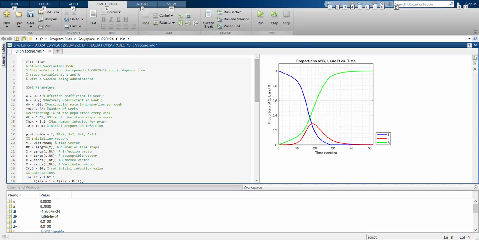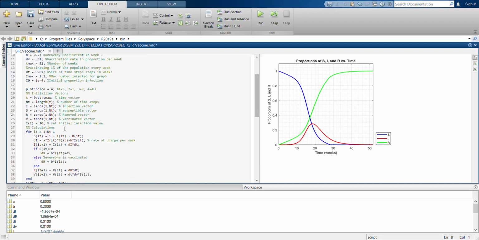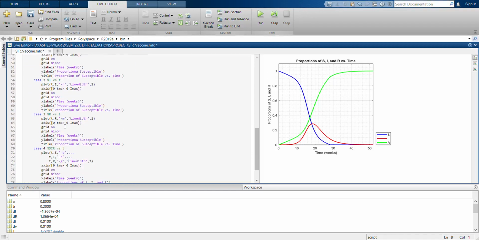Welcome to our differential equations and numerical methods modified COVID-19 model. This model is an SIR with vaccine model. This model is for the spread of COVID-19 and is dependent on the state variables S, I, and R, with the vaccine being administered. Due to time factor, we may not be able to go through the whole code.